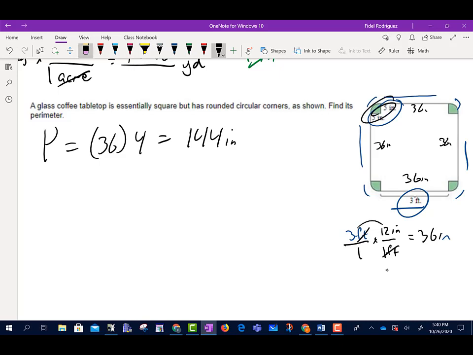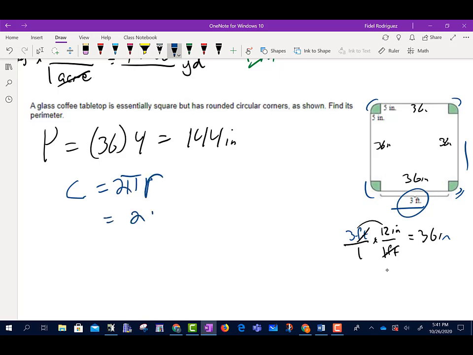Okay. And then we have these 4 sort of corners here, right? We got these 4 corners, okay? And those 4 corners represent, if you put them all together, you get a circle, right? Because you got a quarter of a circle here, quarter of a circle here, here, here, and here. So remember, this is what we call the circumference of the circle. So the circumference is going to be 2 pi r, okay? So in this case, we're going to have 2 pi times my radius, which is 5. So that's going to be 10 pi. Again, this is in inches.